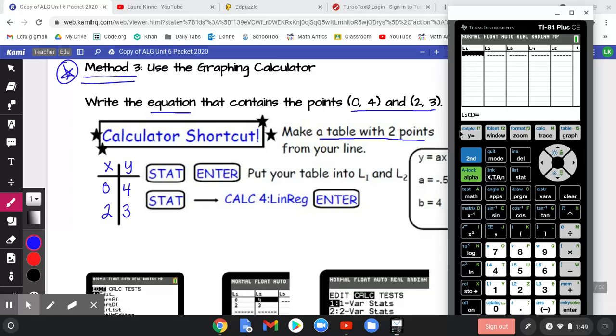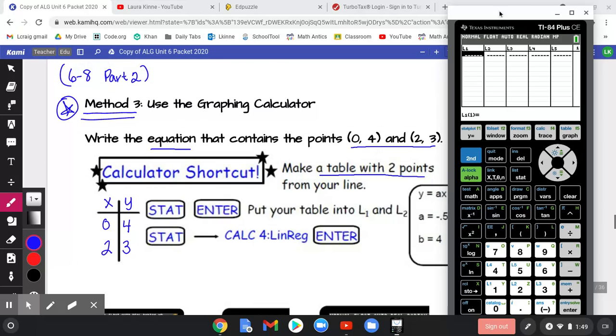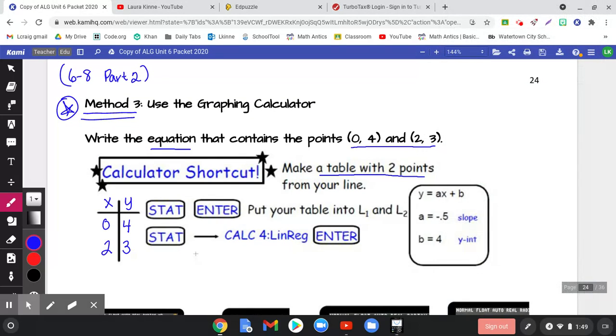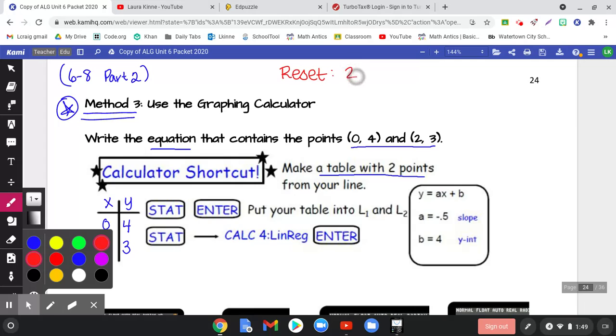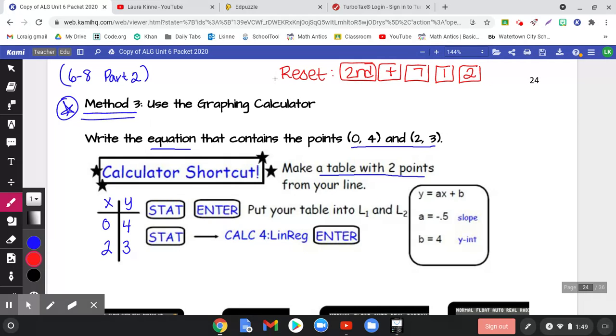All right, if you don't, what I want you to do is reset your calculator. And I'm actually going to have you write down the steps for that at the top of your paper, because it is helpful to know how to do that. So if at any point your calculator's acting funny, you can reset it. So to reset, you're going to hit second plus 7, 1, 2. All right, so if you want to reset your calculator, second plus 7, 1, 2.